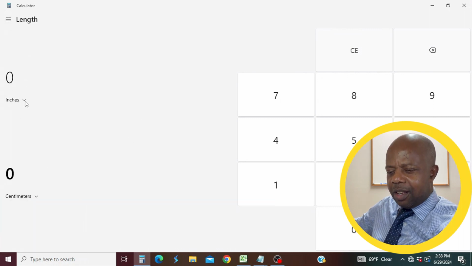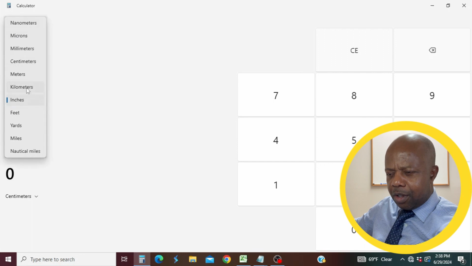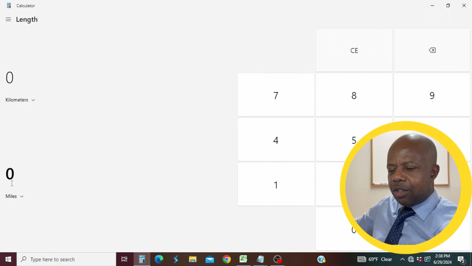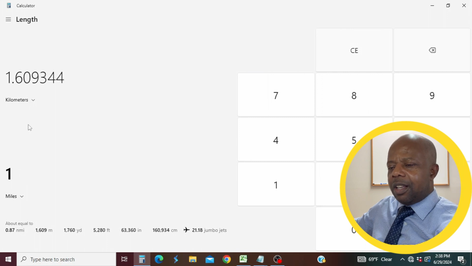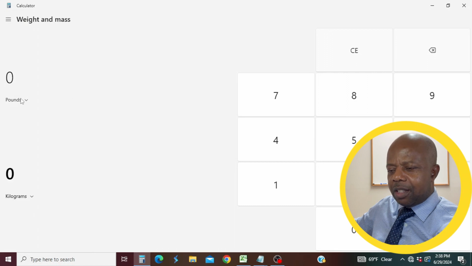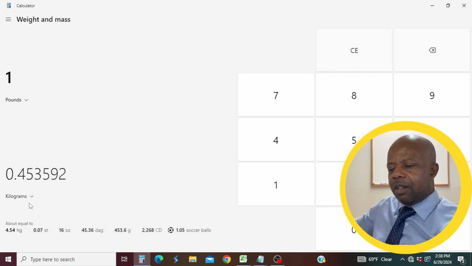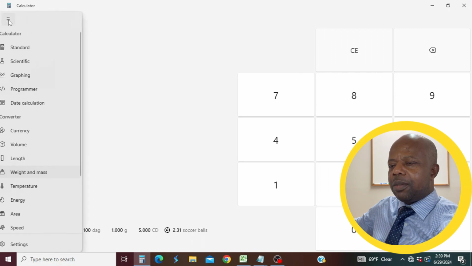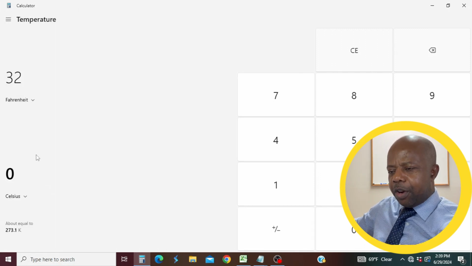Length. In some parts of the world, people use kilometers. Some part of the world, people use miles. So if you wanted to see how many kilometers are in a mile, you can use that, for example. The same thing, weight and mass. Some places people use kilograms, some places people use pounds. Let's say 1 kilogram, it's about 2.2 pounds.